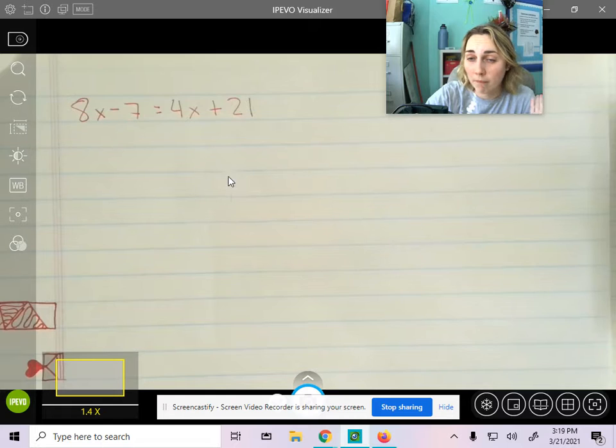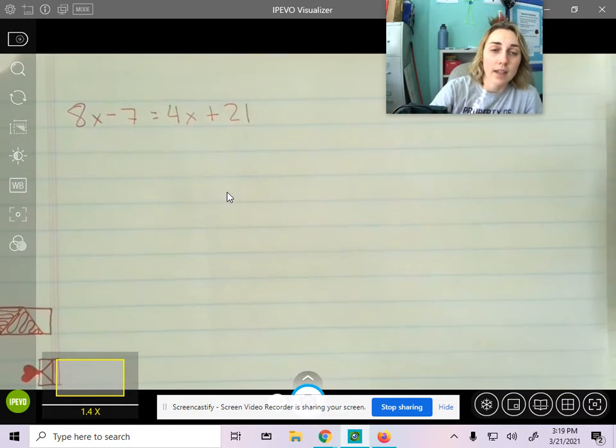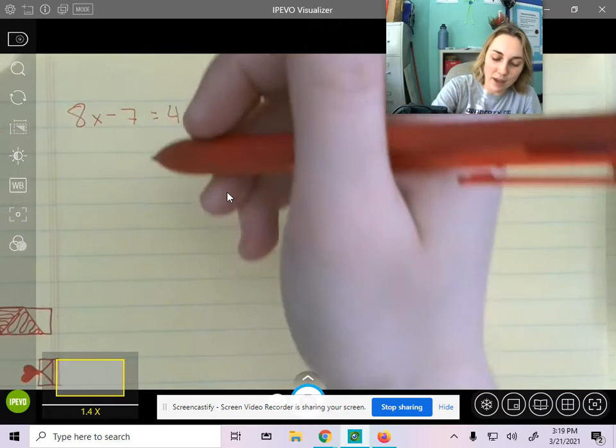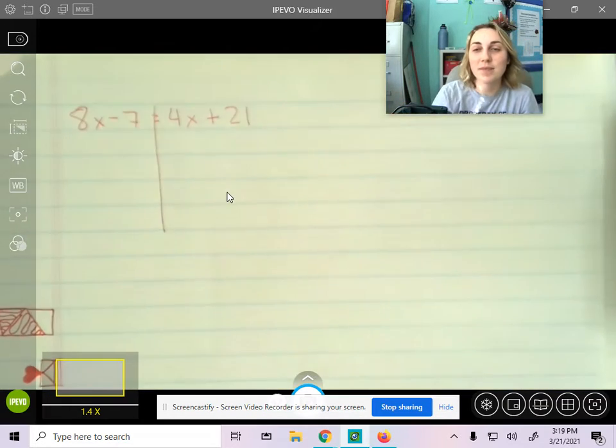So, all right. So, guys, remember, first step when you're solving equations like this is go ahead and put the balance beam through the equal sign, okay?